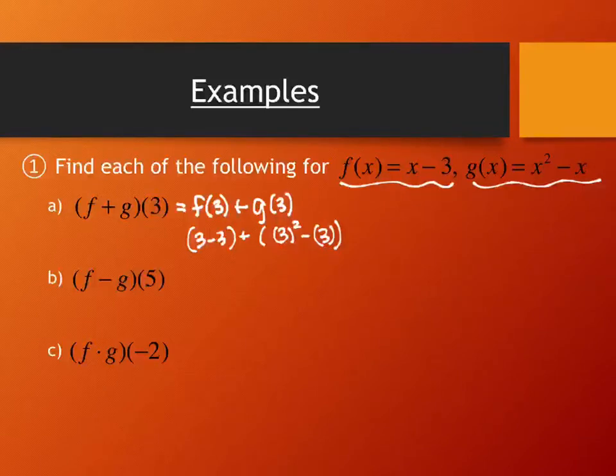So we're going to do 3 minus 3. That's in the first set of parentheses, and that gives me 0. Over here I have 3 squared, which is 9, and then minus 3. And 9 minus 3 is 6. So this is 0 plus 6 for a grand total of 6. Works exactly like what we would expect. It says f of 3, I find f of 3. It says g of 3, I find g of 3. Addition happens between, so I add them. Does that make sense?